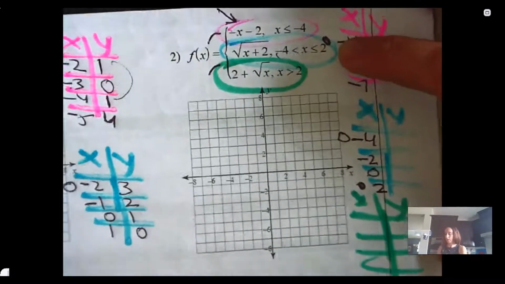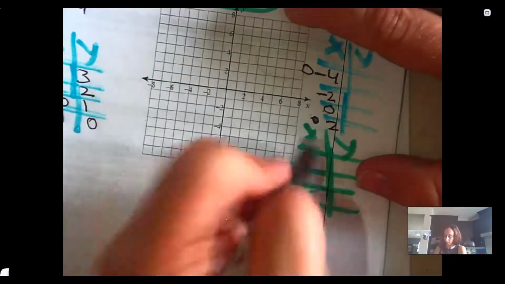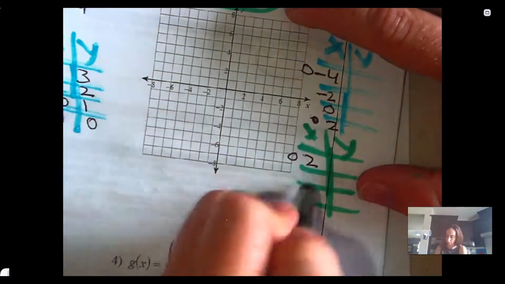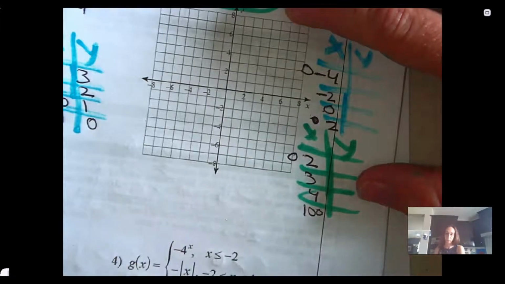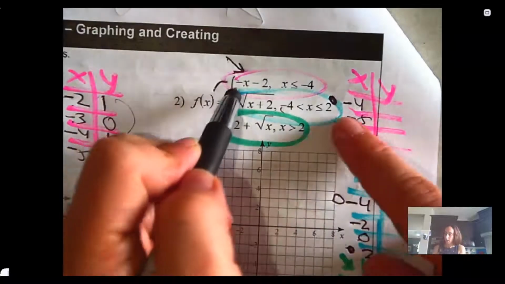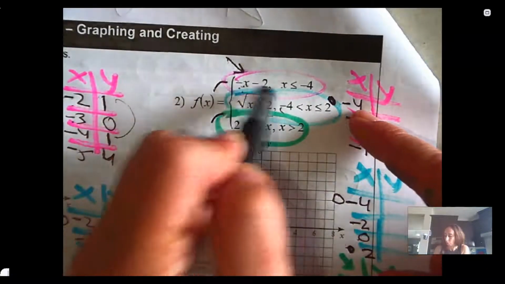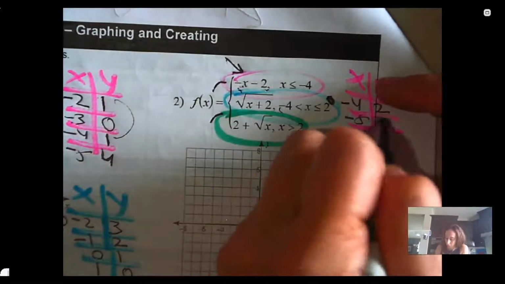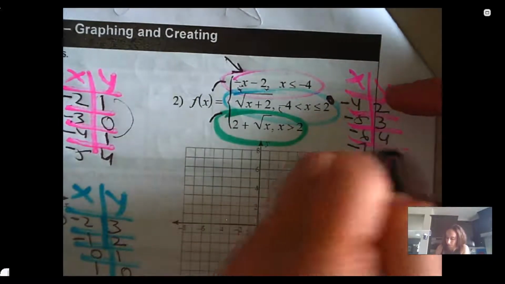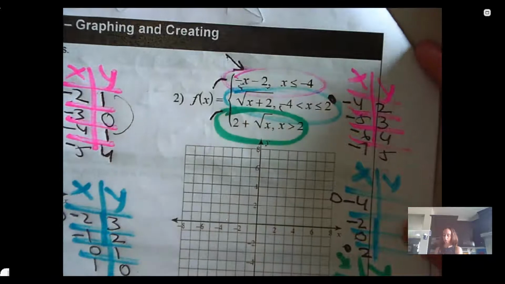Then I do this one right here. I got to go 2, open circle, and all the numbers bigger than 2. Technically, I could pick 100 if I want. It's bigger than 2, isn't it? Okay. So now let's plug it in. Negative of negative 4 is 4, minus 2 is 2. Negative of negative 5 is 5, minus 2 is 3, 4, 5. I know it's a pattern, so I know I'm good to go.